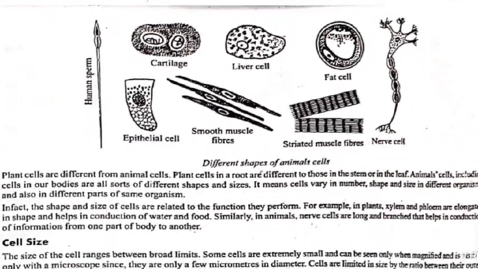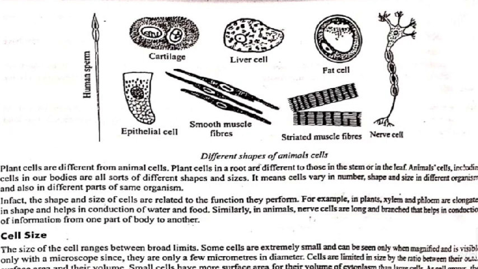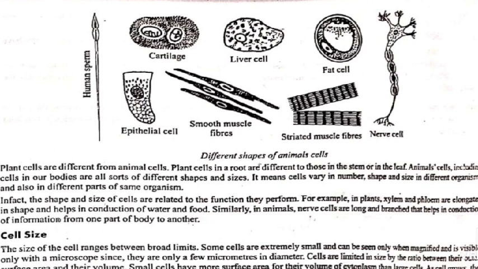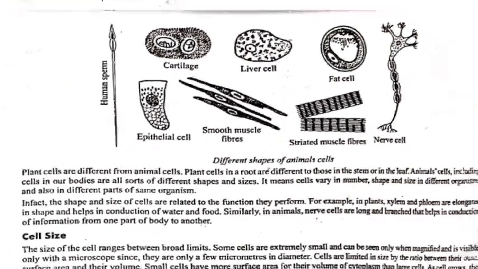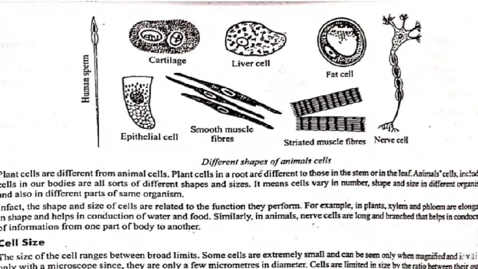Plant cells are different from animal cells. Plant cells in a root are different from those in the stem or in the leaf. Animal cells, including cells in our body, are all of different shape and size. It means cells vary in number, shape and size in different organisms and also in different parts of the same organism.